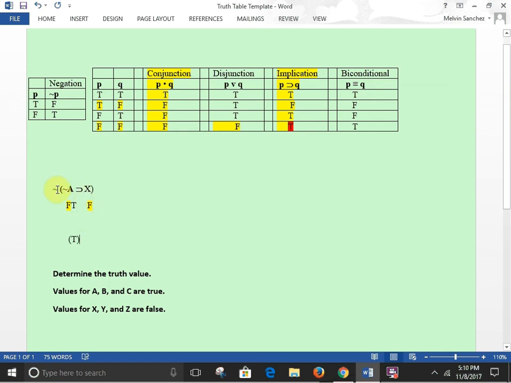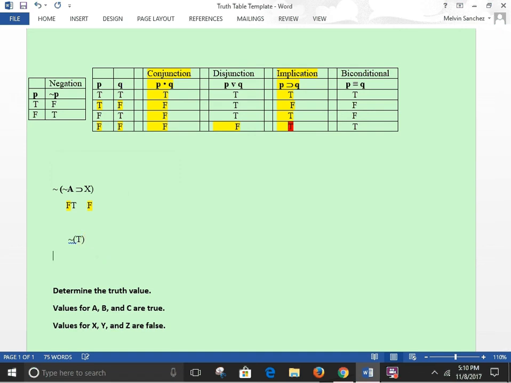Okay, but now remember, we're not done. We have to apply that main operator, which is the negation outside the parentheses. And so if we apply that, then everything ends up being false, right? So the final answer here is false. And that's all you need to write as a final answer. So that is it for how to do homework number 6.